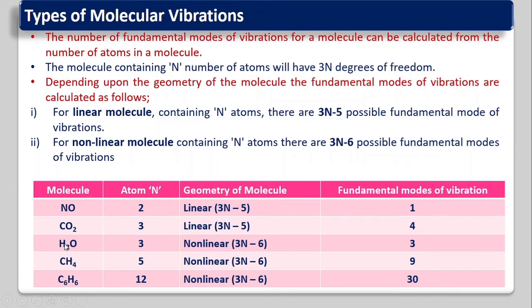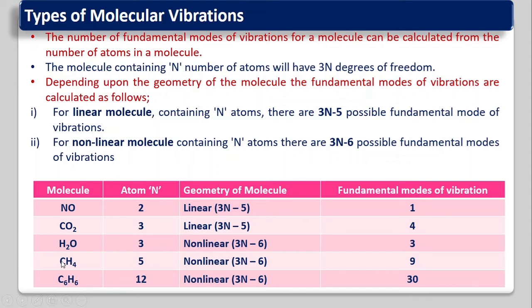Then H2O. The H2O molecule is a non-linear molecule. 3 atoms are there. So for non-linear molecules, take the formula 3n minus 6. So 3 into 3, that is 9, minus 6 is equal to 3 fundamental modes of vibrations for the water molecule. So you should be able to calculate the fundamental modes of vibrations present in a molecule. For that purpose, you should know the structure of the molecule, whether it is a linear molecule or a non-linear molecule.